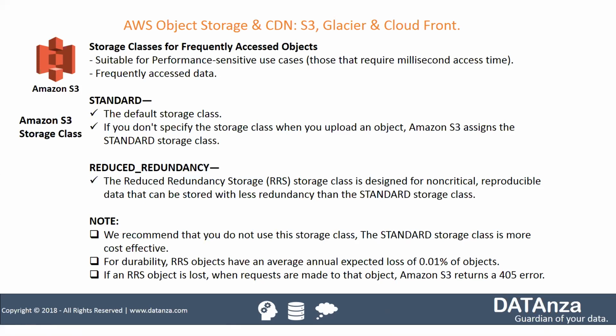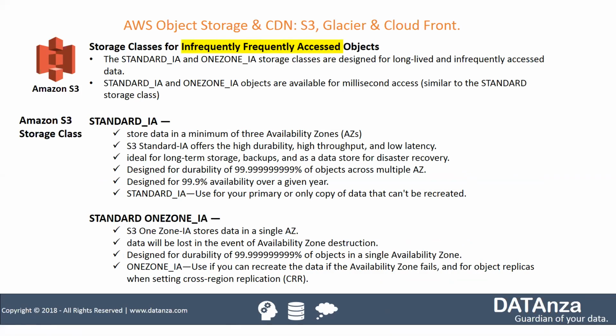These are the two types of storage classes meant for frequently accessed objects. On the next slide, we are going to talk about the storage classes for infrequently accessed objects. So there are two types of data we discuss: frequently accessed and infrequently accessed objects. For infrequently accessed, there are two more sub-classes: Standard_IA and One Zone_IA. These storage classes are designed for long-lived and infrequently accessed data.